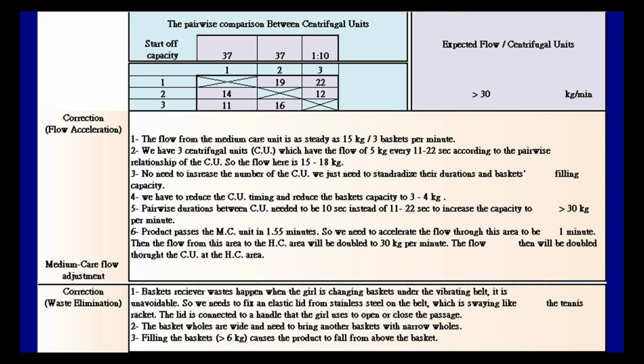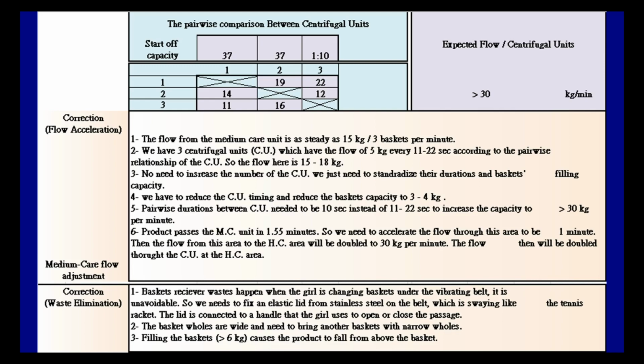By using the pairwise comparison between the three centrifugal units mentioned in this table, please check it. This is the timing per each unit and the amount of kilograms produced per minute. We are expecting the flow to be more than 30 kilograms, but as the table demonstrates, it is barely touching the 30 kilograms per minute. So, we need some corrections to reach this expectation, as follows.